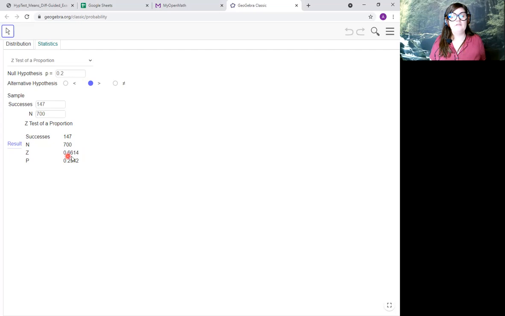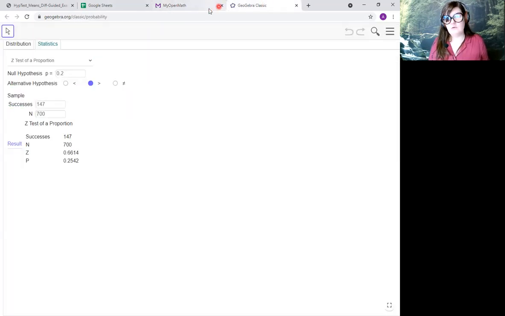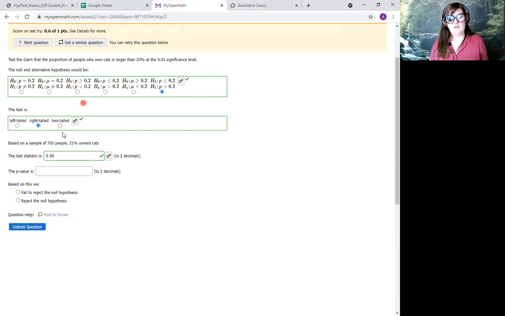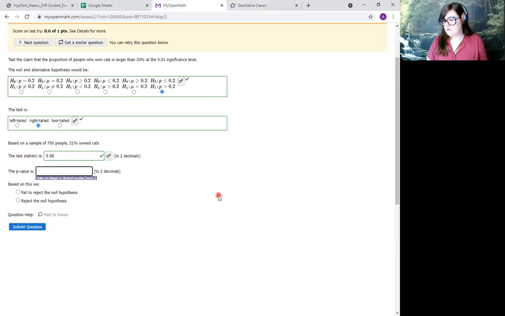0.6614, and I can put that in. The test statistic is 0.66 to 2 decimal places. There we go. And then my p-value, well, how cool is that? GeoGebra spits out the p-value. So it's 0.25. We'll hit submit. And you can see that is a huge p-value, right? That's 25%.